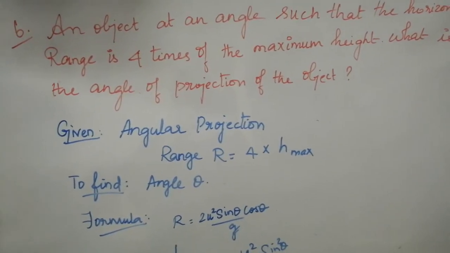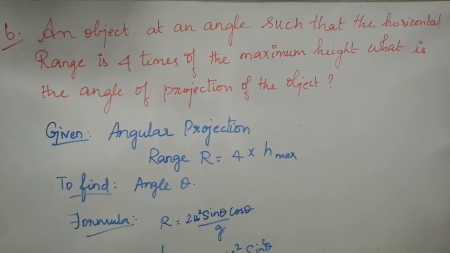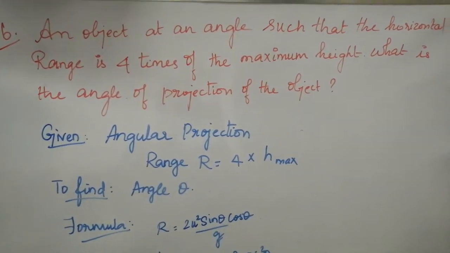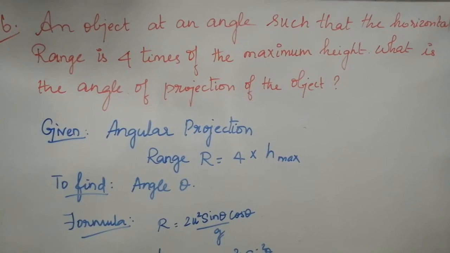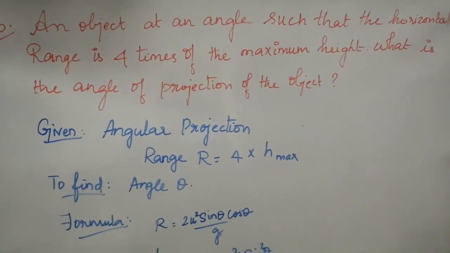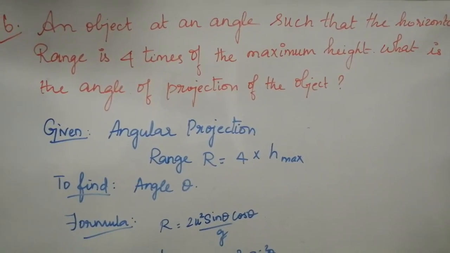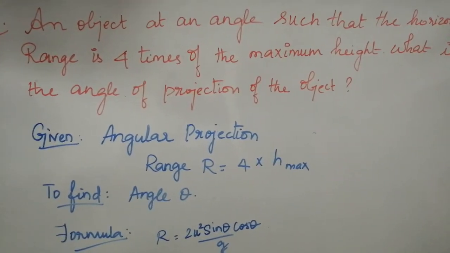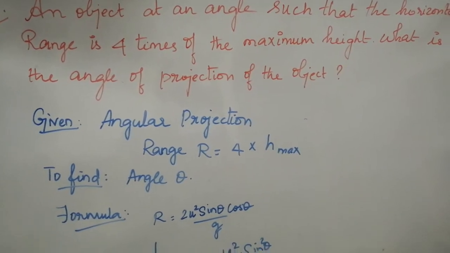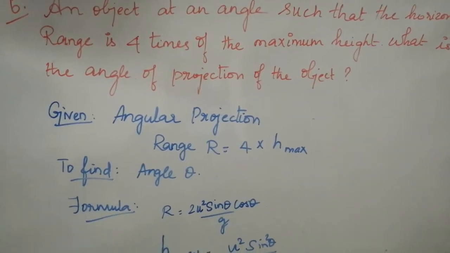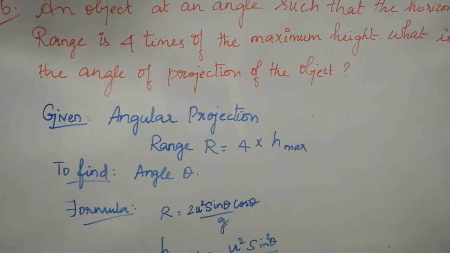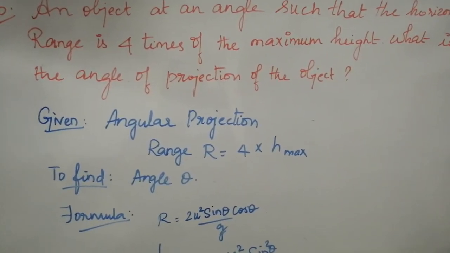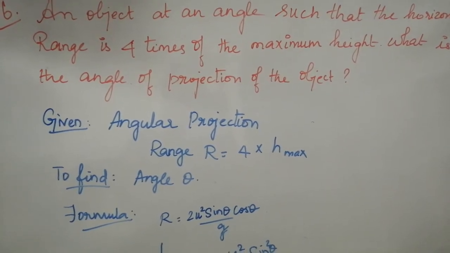Exercise problem number 6. Let us understand the question here. An object is projected at an angle such that the horizontal range is 4 times the maximum height. What is the angle of projection of the object? An object is thrown at an angle, so it is making an angular projection such that the range along the x-axis is 4 times the maximum height along the y-axis. So you have to find the angle at which the object is thrown.